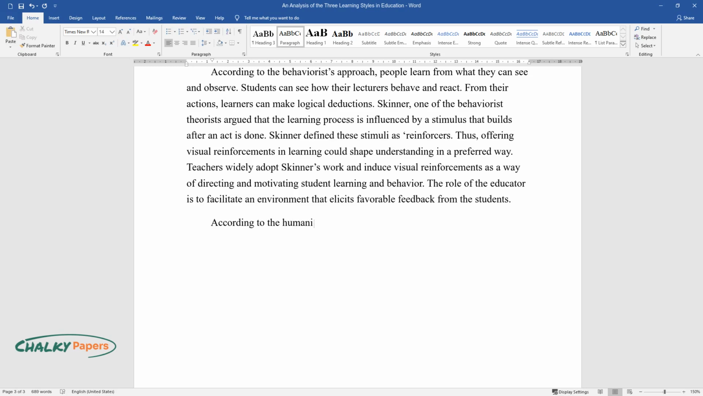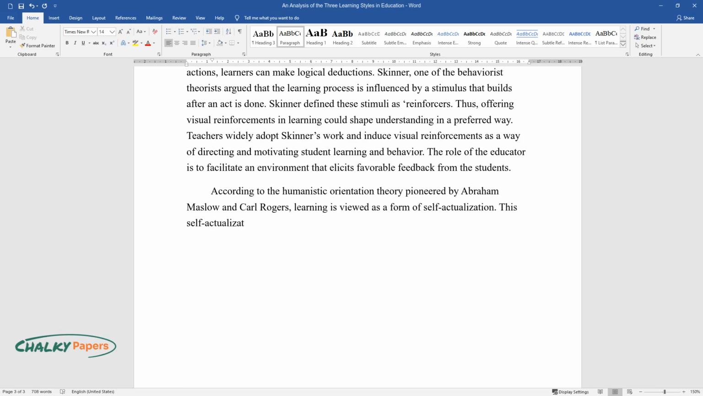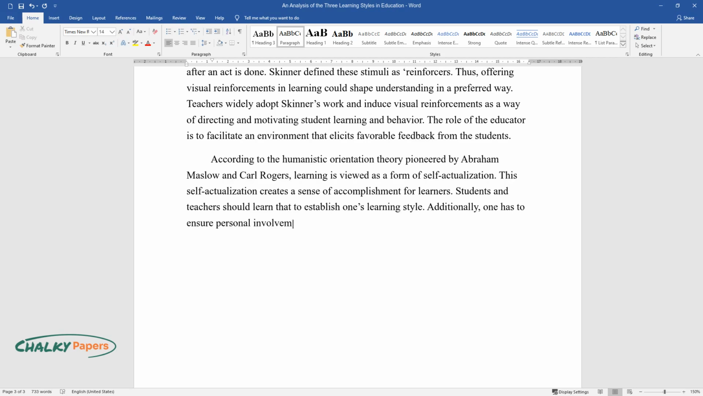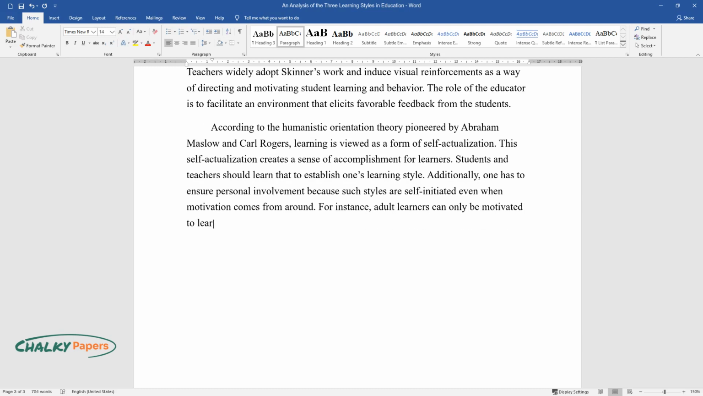According to the humanistic orientation theory pioneered by Abraham Maslow and Carl Rogers, learning is viewed as a form of self-actualization. This self-actualization creates a sense of accomplishment for learners. Students and teachers should learn that to establish one's learning style, one has to ensure personal involvement because such styles are self-initiated even when motivation comes from around. For instance, adult learners can only be motivated to learn new knowledge but cannot be forced.